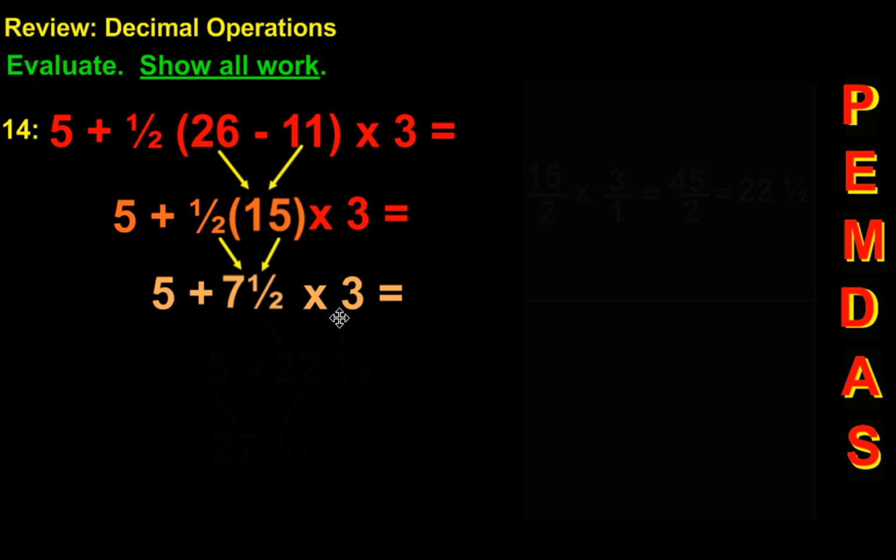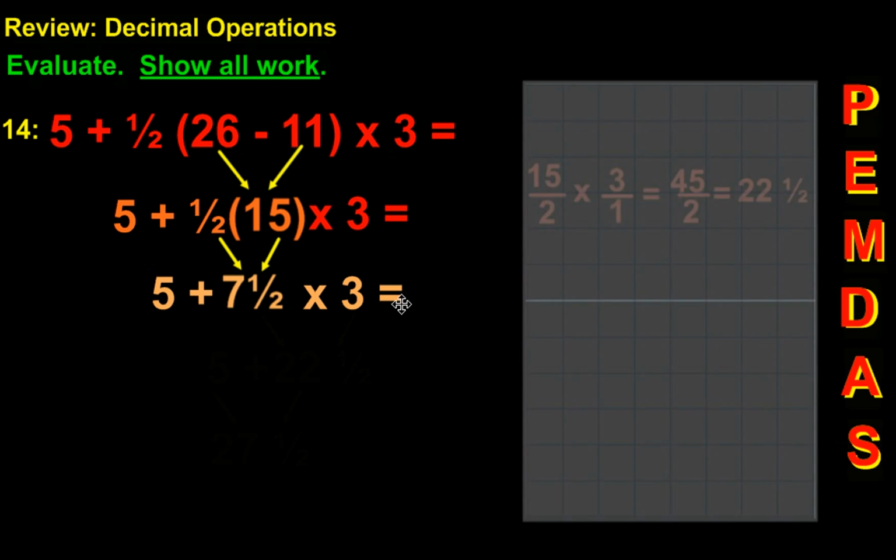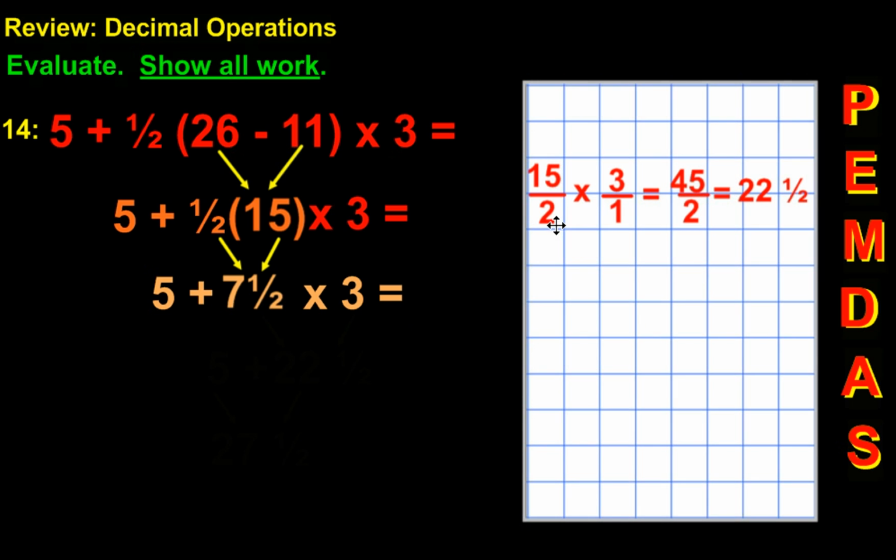I have a 7.5 times 3. The easiest way to do that is to turn this into an improper fraction. You do that by multiplying the denominator by the whole number and then add the numerator. So 2 times 7 is 14, plus 1 makes 15 over 2. So let's set that up over here. We have 15 over 2 times the 3, which I'm going to put over 1. And then I can go ahead and multiply. I can't cross anything out.